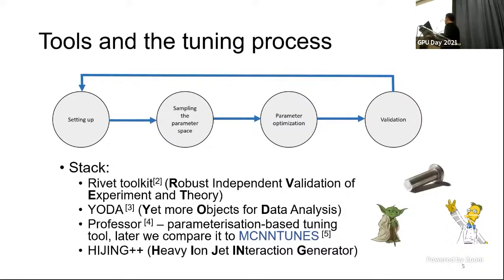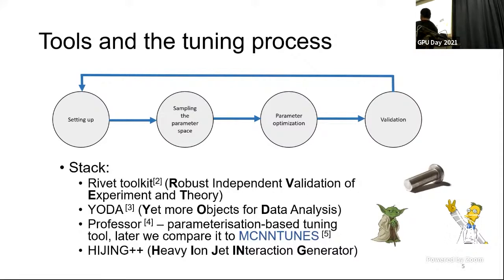Professor is a parameterization-based tuning tool. So the more parameters we give it, the more runs we have to make, and one sample can take days or weeks to run. So it's quite important to choose just the more important parameters.